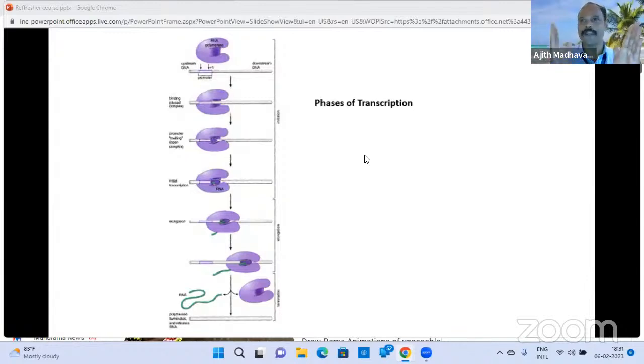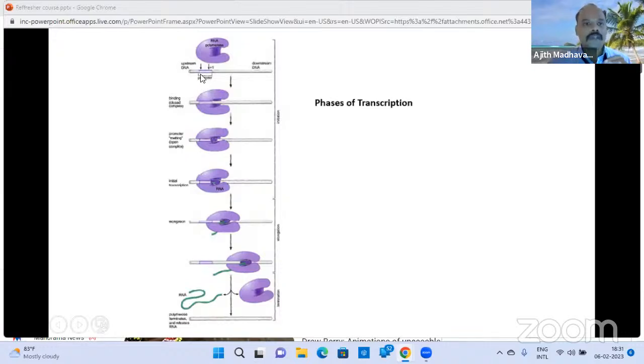There should be a start point and there should be a stop point. So the synthesis of an RNA molecule, from a start point to a stop point, happens in 3 phases: initiation, elongation, and termination.